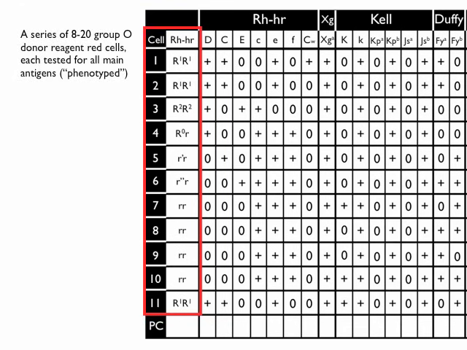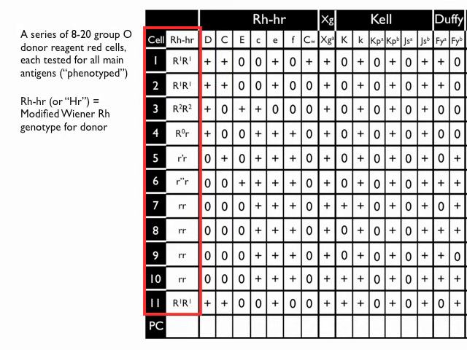So basically what we have is a series of 8 to 20 group O donor reagent red cells. Let me reemphasize, these are blood group O donors. By definition, the donors on a panel are people that we don't want to have any ABO interaction. In other words, if someone is group A and they have their naturally occurring anti-B, we want to take that out of the equation because we want to see non-ABO antibodies when we're looking at a panel.